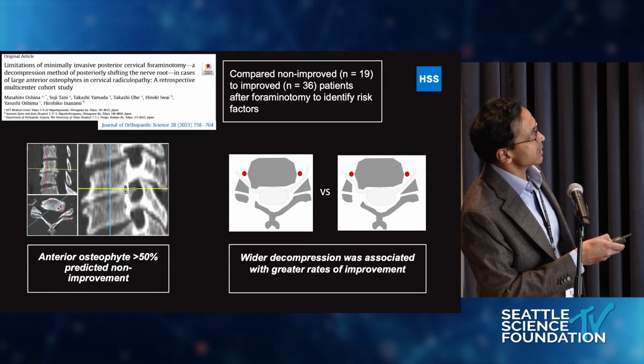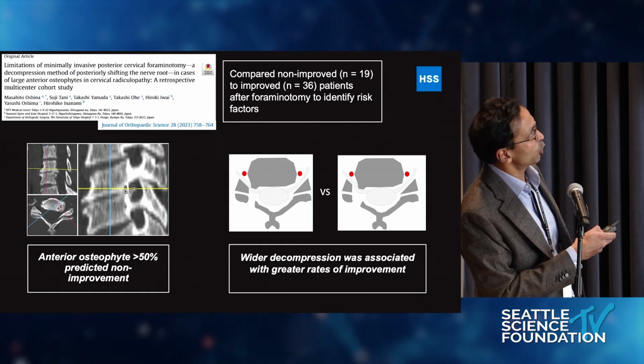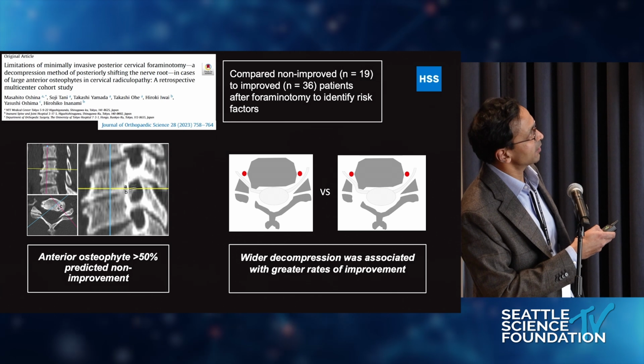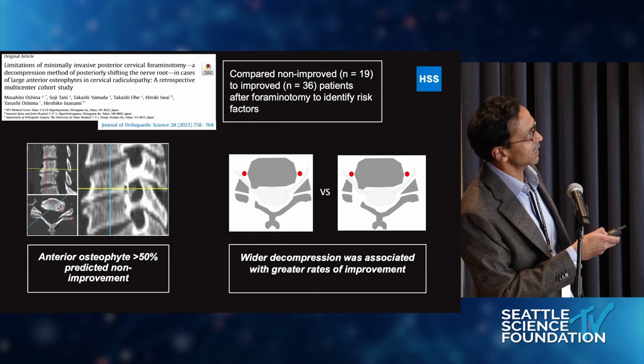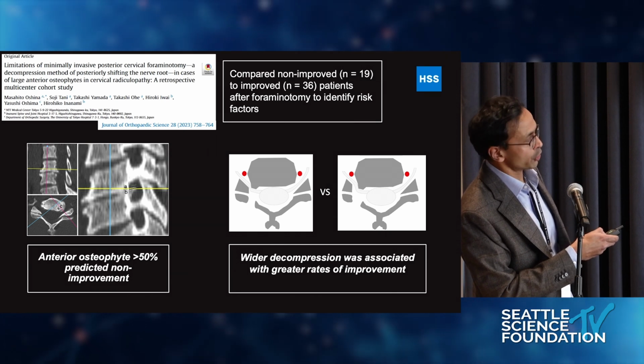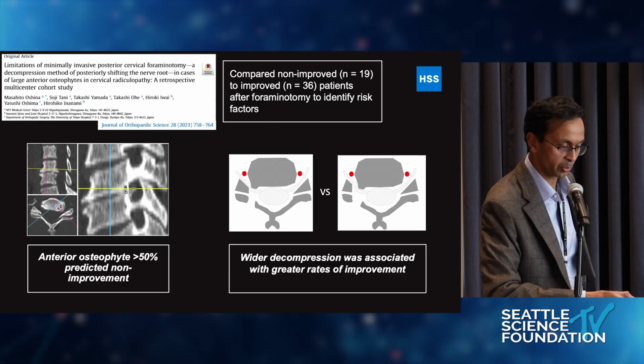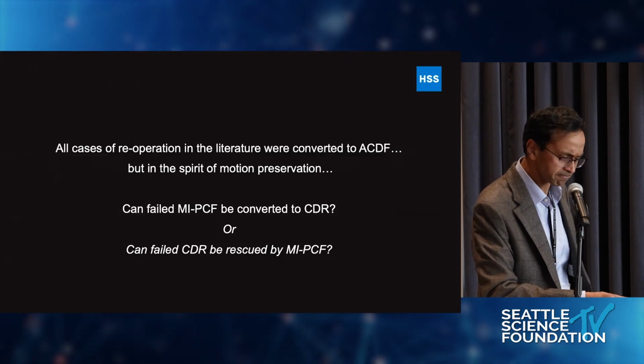I think this is an important concept. If you're focally decompressing over the side of the compression, the root itself sometimes gets caught at that exit zone. So this idea of making sure your decompression is wide enough is really important when you're doing these techniques.